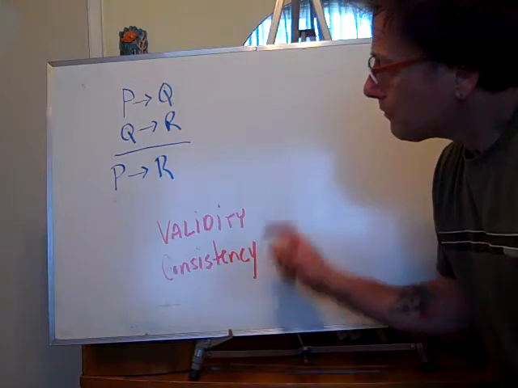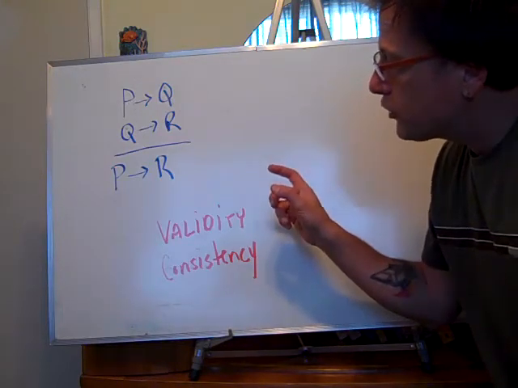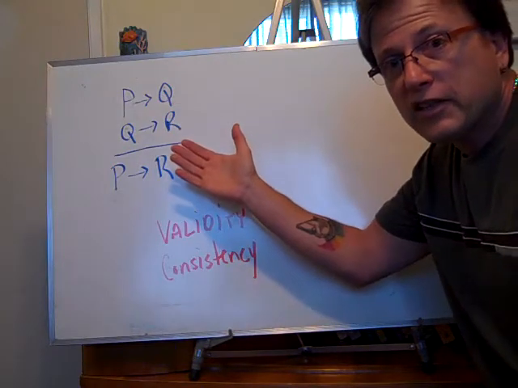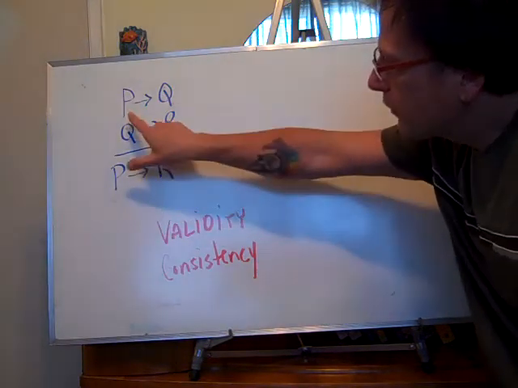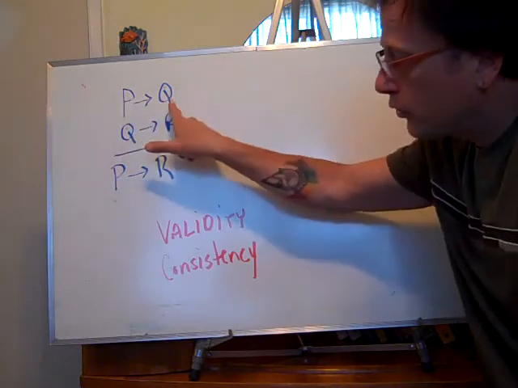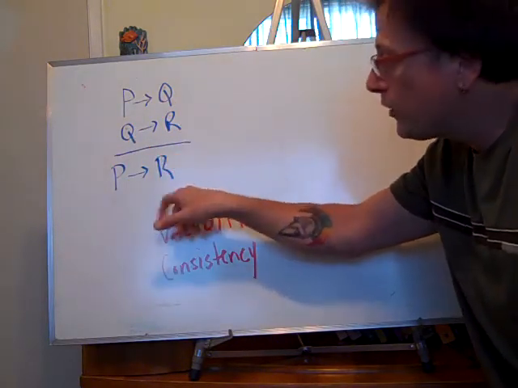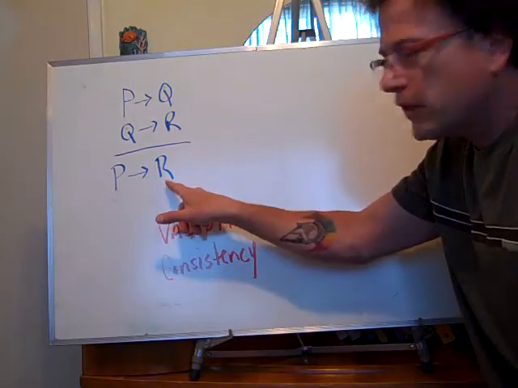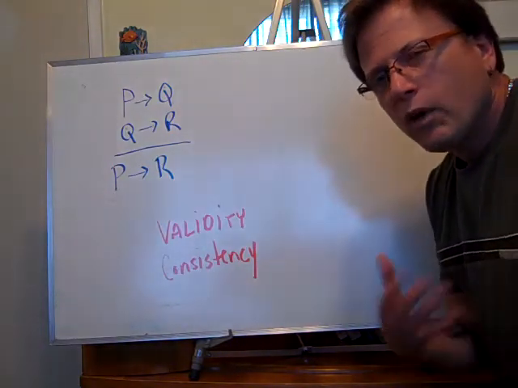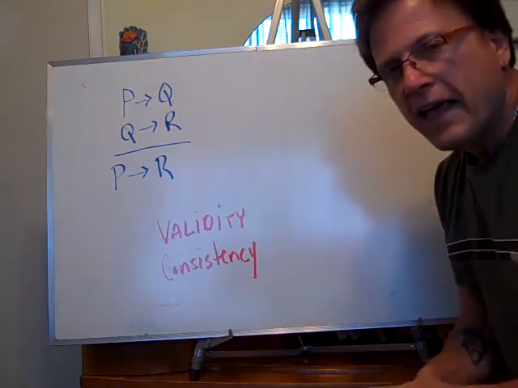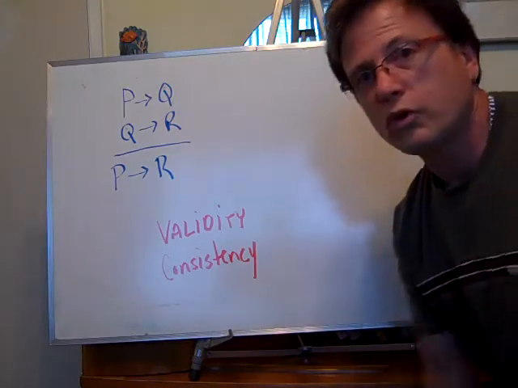So, here's what we're going to do in order to test for validity. I've already symbolized my argument into symbolic form. The argument says, if P is true, then Q is true. If Q is true, then R is true. Therefore, if P is true, then R is true. We want to know if that argument form is valid. Is that a valid argument form? How would we check that with truth trees?